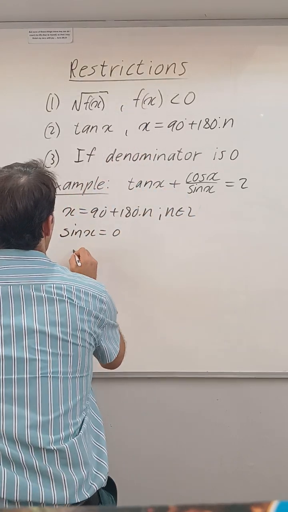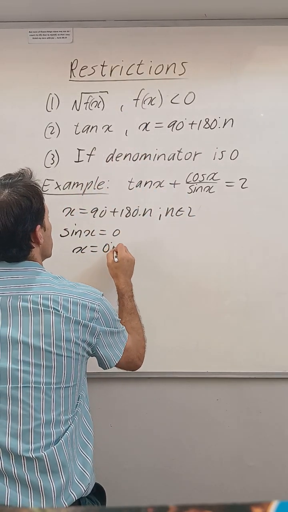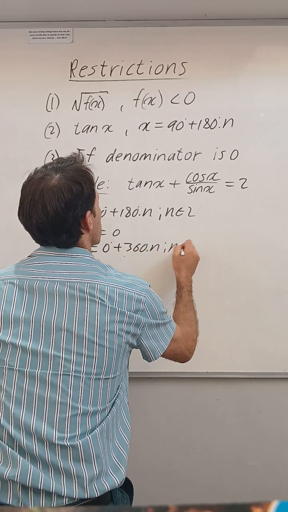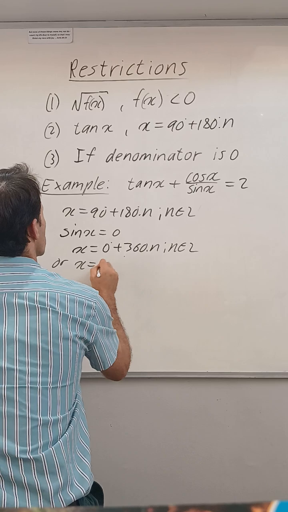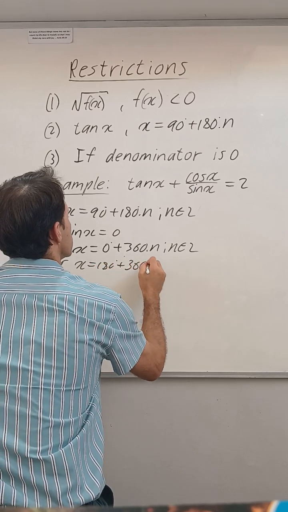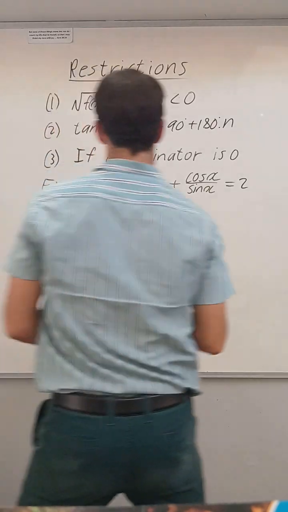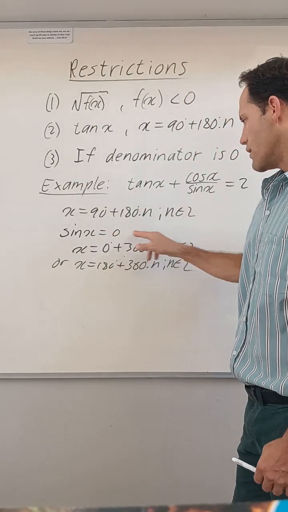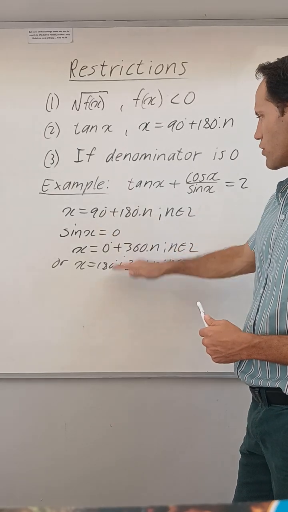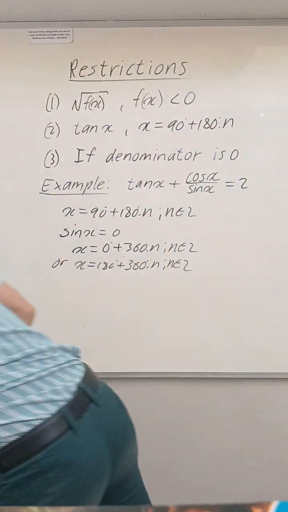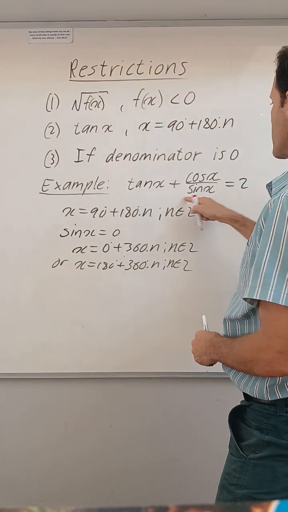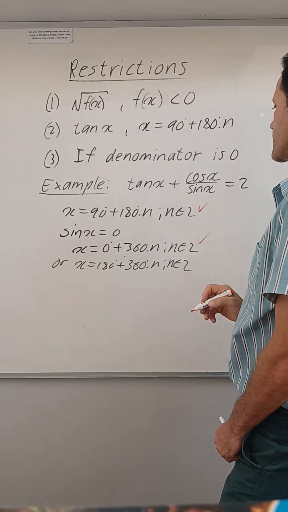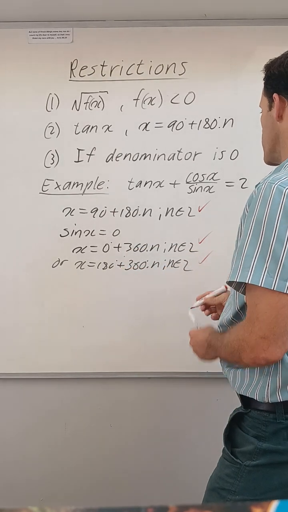So where's that? On the graph, that means x equal to 0 plus 360 times n in element Z, or x equal to 180 plus 360 times n in element Z. So remember, the sine graph is 0 at 0 and at 180. And then you plus the 360 times n. So that's going to be your three restrictions. So you should get marks like this. If they said, where is this thing undefined? At 90 plus 180 times n, at 0 plus 360 times n, and at 180 plus 360 times n.